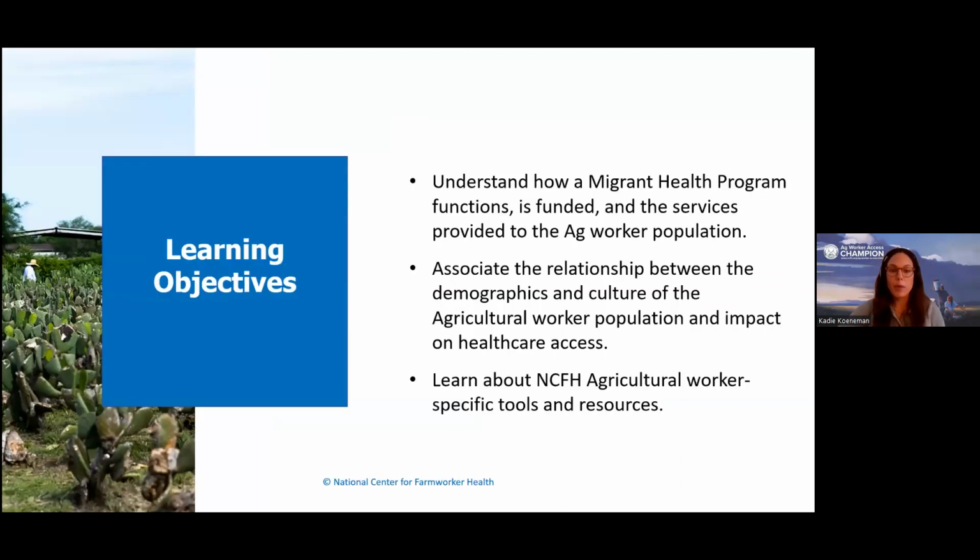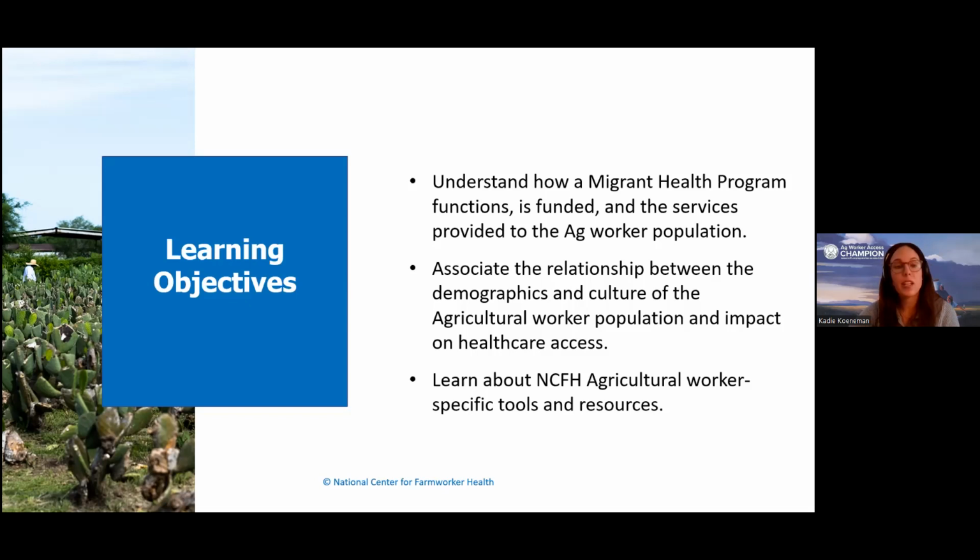I'm going to first start by covering the learning objectives we'll be discussing today. Our hope is that by the end of this session, you'll have a foundational understanding of agricultural worker health and those unique factors that impact this special population and their access to care. So first, you'll be able to understand how a migrant health program functions and is funded and the services that they provide to the ag worker population.